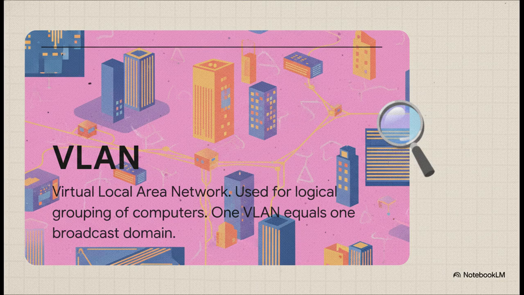Each VLAN acts like its own walled-off neighborhood, what we call a broadcast domain. So an announcement made in one neighborhood doesn't bother anyone else. It's a huge win for both security and keeping things running fast.